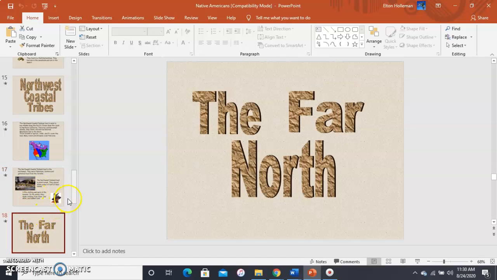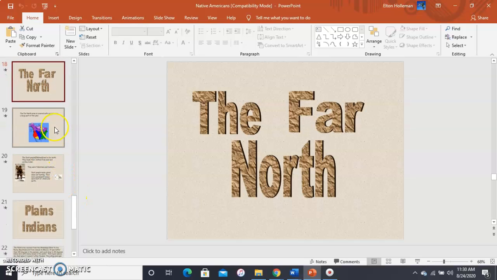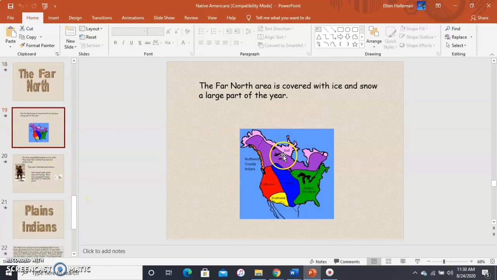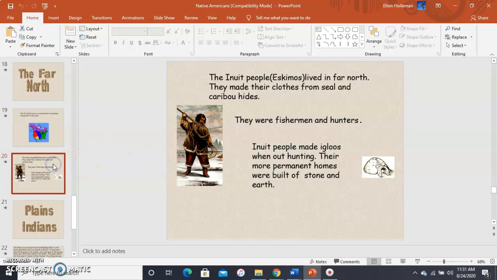So, Indians in the far north, that would be up here, the Inuit. Okay, the far north is covered with ice and snow a large part of the year. The Inuit people, they like to be called Inuits, not Eskimos. Eskimo in their language means raw meat eater. They do not like being called raw meat eaters. So even to this day, if you go up there, I would call them Inuit, not Eskimos.